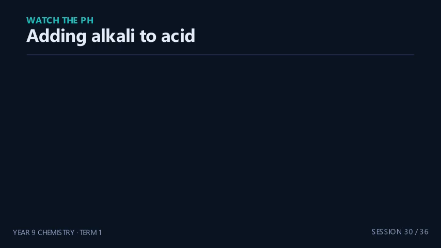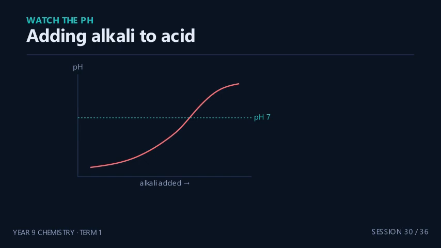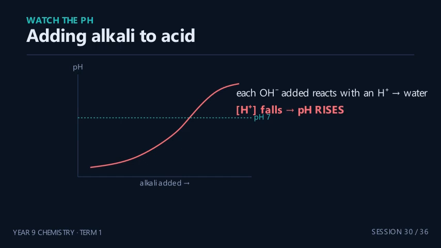Let's think about the pH as the reaction happens. Start with an acid, low pH, lots of hydrogen ions. Now add alkali, drop by drop. Each hydroxide ion you add reacts with a hydrogen ion, forming water and removing hydrogen ions from the solution. So the hydrogen ion concentration falls and the pH rises. At exact neutralization of a strong acid by a strong alkali, you reach about pH 7. Add more alkali beyond that, and the pH climbs above 7. So pH rises because hydroxide ions are mopping up the hydrogen ions.